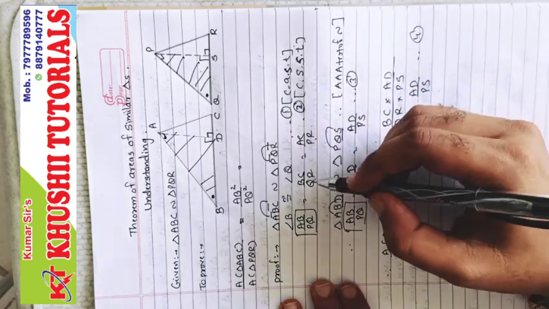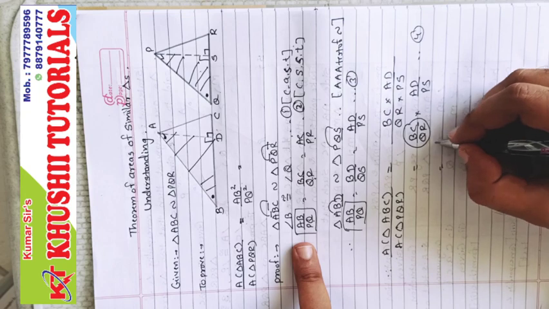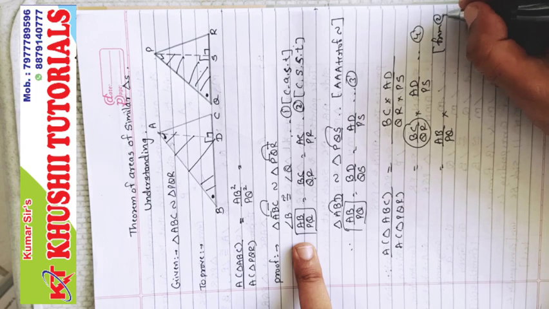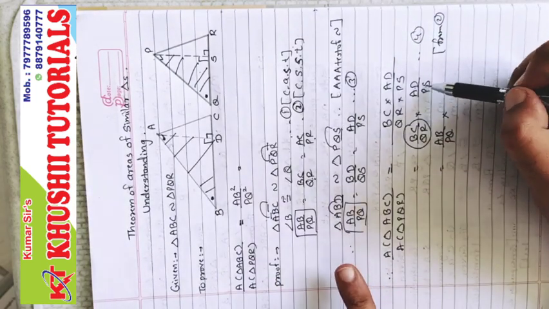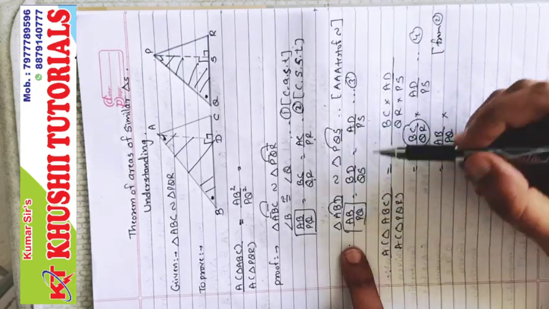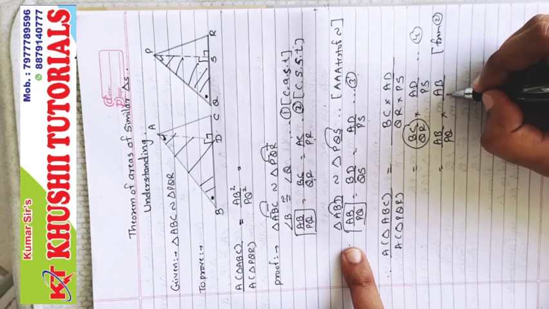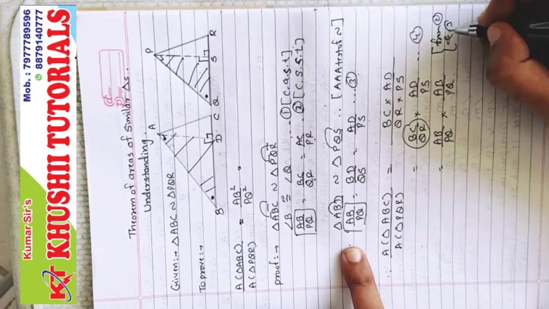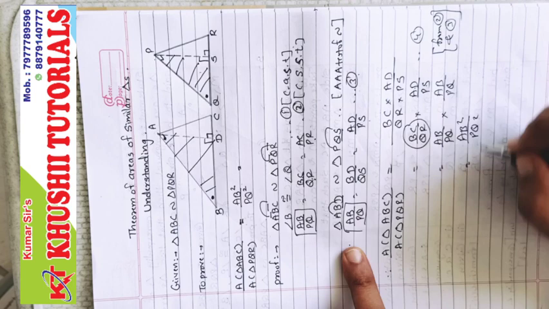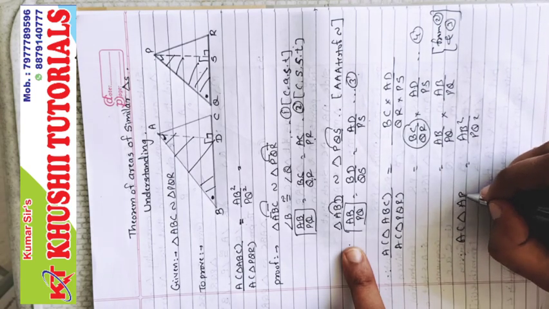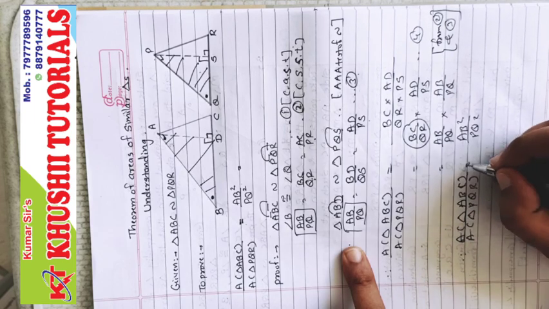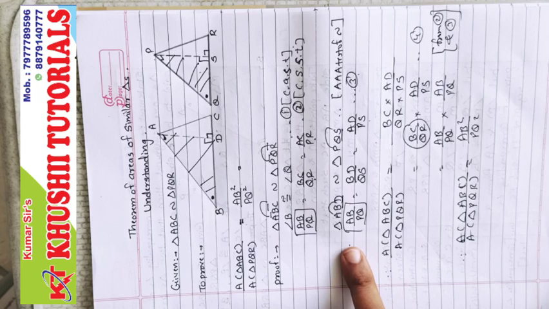Now BC upon QR is AB upon PQ from 2, and AD upon PS is also AB upon PQ from 3. From 2 and 3, therefore AB into AB, AB square, and PQ into PQ, PQ square. Therefore area of triangle ABC upon area of triangle PQR equal to AB square upon PQ square.